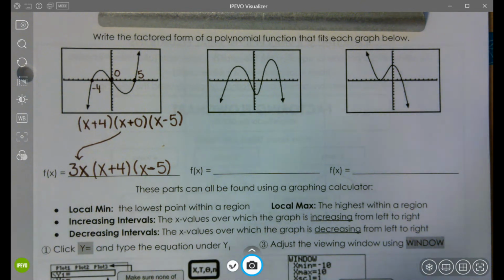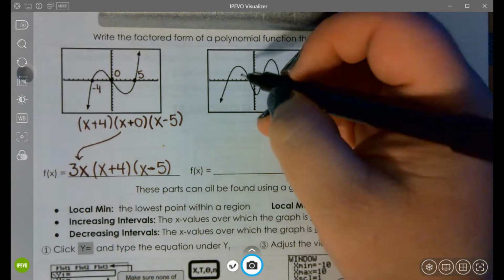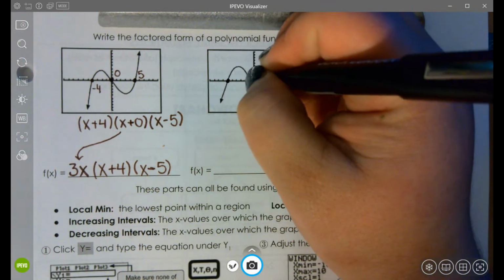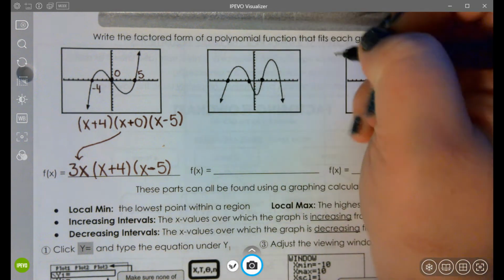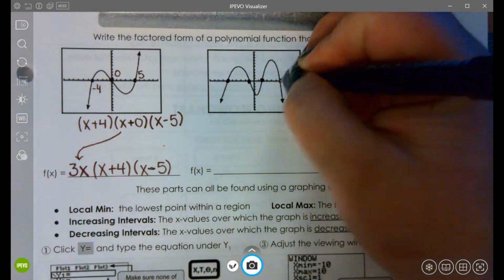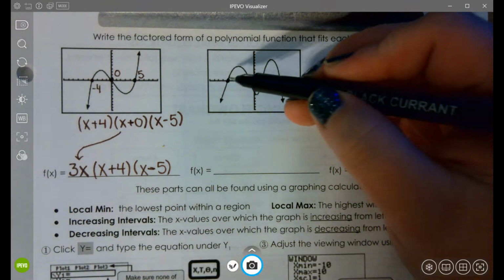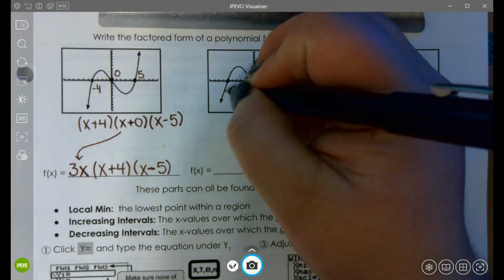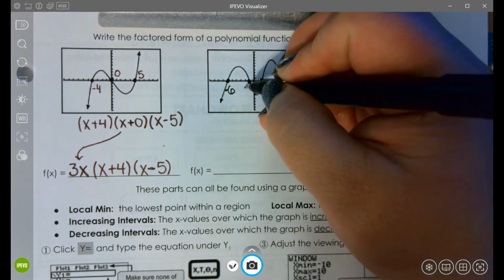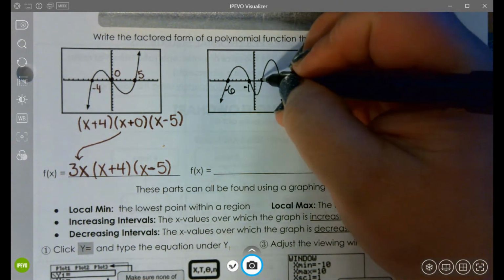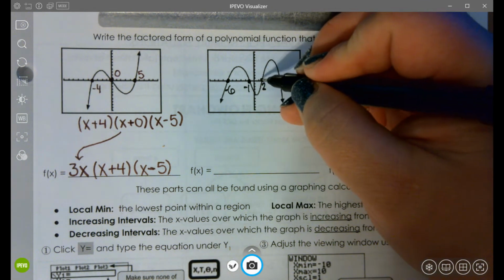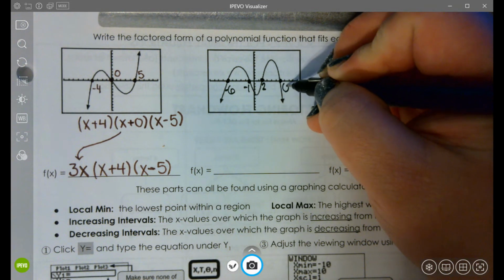Alright, moving on to the next one. Write the factored form of a polynomial function. I'll read you the directions again. Here's your zeros. And for today, we are only doing whole number zeros, by the way. So this one's at negative 6. This one's at negative 1. This one looks like it's at 2. And this one's at 6.